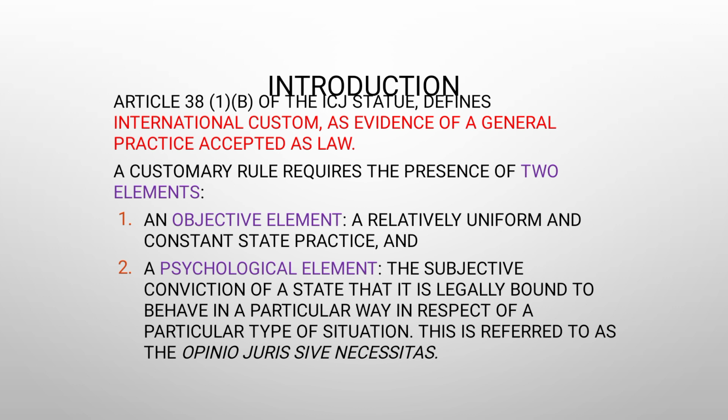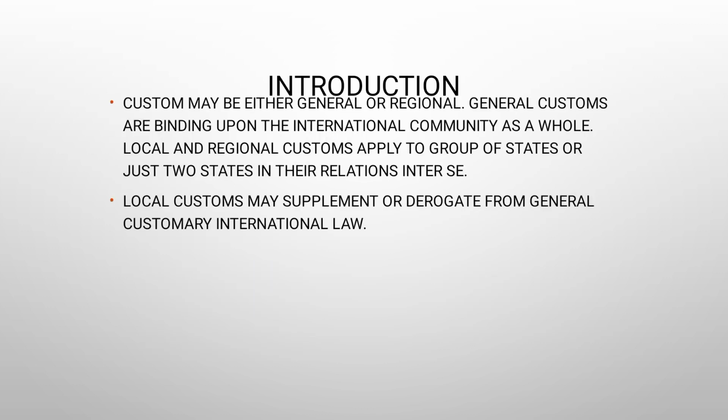International custom. Introduction. Article 38(1)(b) of the ICJ Statute defines international custom as evidence of a general practice accepted as law. A customary rule requires the presence of two elements: an objective element, a relatively uniform and constant state practice, and a psychological element, the subjective conviction of a state that it is legally bound to behave in a particular way in respect of a particular type of situation. This is referred to as opinio juris sive necessitatis.